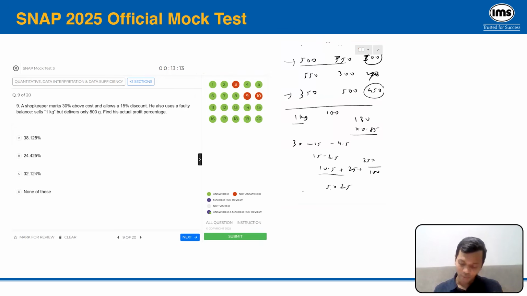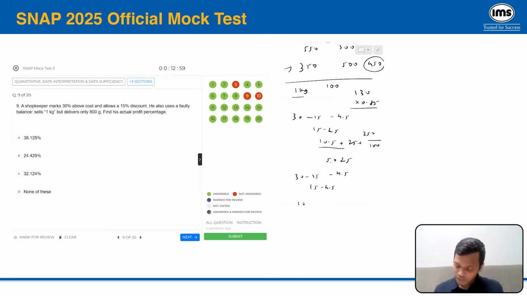Okay, let me write it properly. A minus B plus minus whatever. So this is correct. So this is 15 minus 4.5, which is basically 10.5. So on one side is getting a 10.5 profit, then there is another 25 profit, then there is a 25 into 10.5 upon 100. So this is 35.5 plus 105 by 4 is how much? 5.1 something. So 40.6 ish.